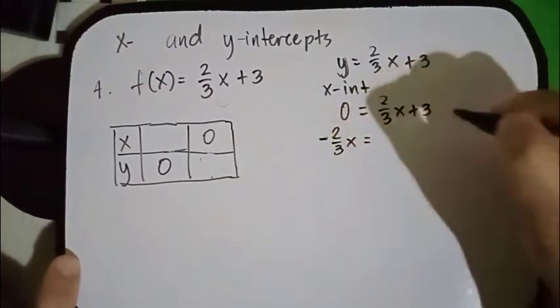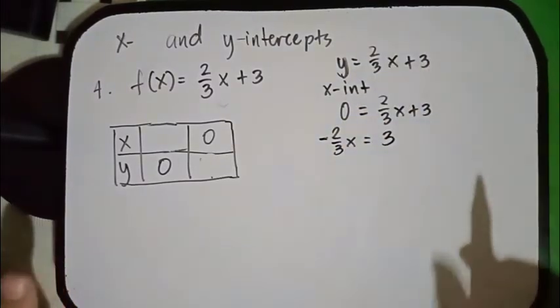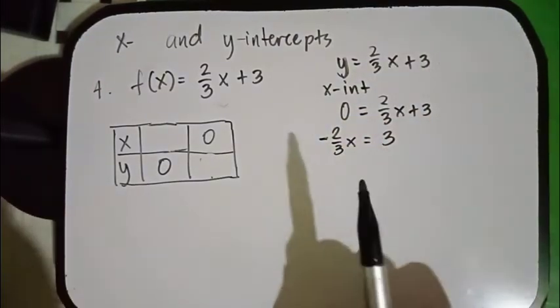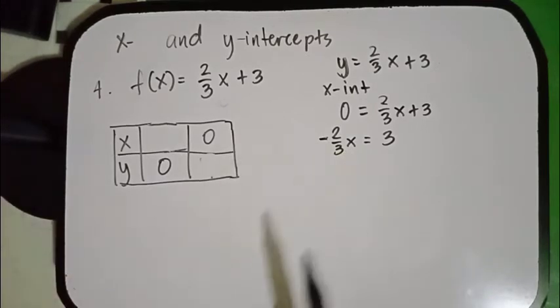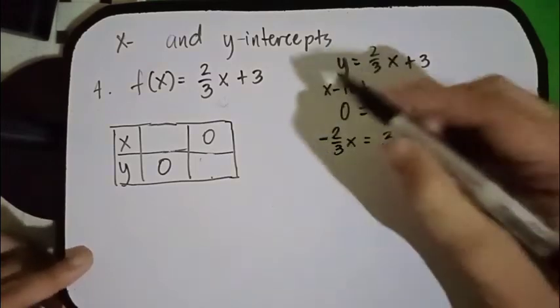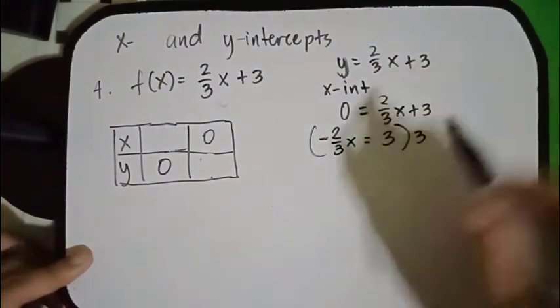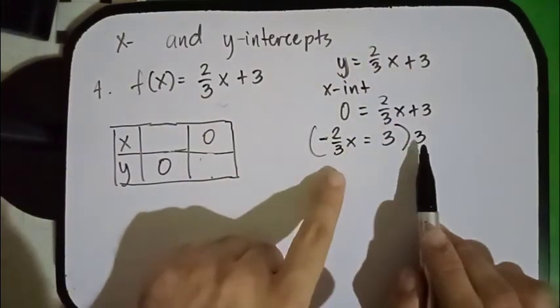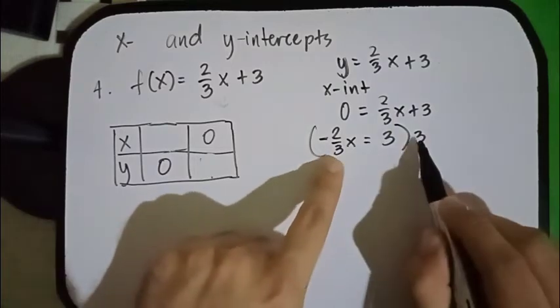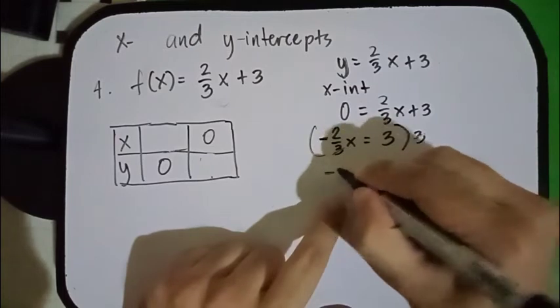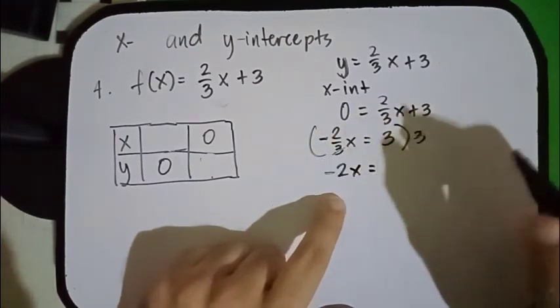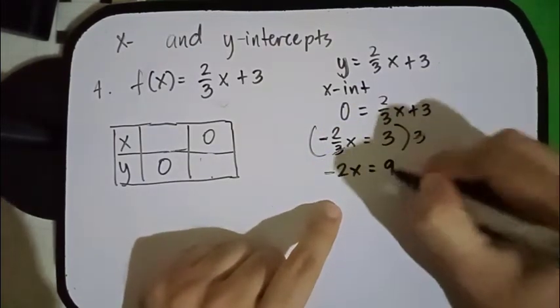Ayan. And then, isulat natin yung 3. Ayan. And since fraction siya, so, imumultiply natin sa LCD, which is 3. So, multiply both sides muna by 3 para mawala yung fraction. So, cancel yung 3. No? Cancel yung 3. Magiging negative 2x na lang. And then equals 3 times 3 equals 9.